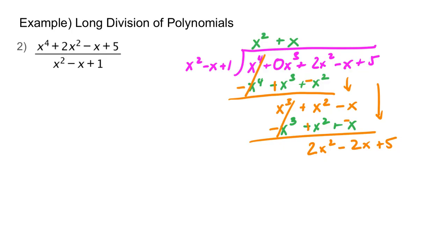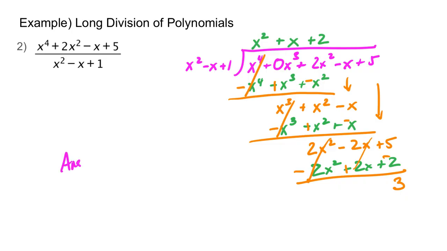What times x squared will give me 2x squared? Plus 2. Distribute through my 2. Minus 2x plus 2. I'll turn it into a subtraction problem, changing all of my signs. Those cancel. Hey, those cancel. I'm left with just a remainder of 3. So my answer, x squared plus x plus 2 plus 3 over x squared minus x plus 1. How about one more?